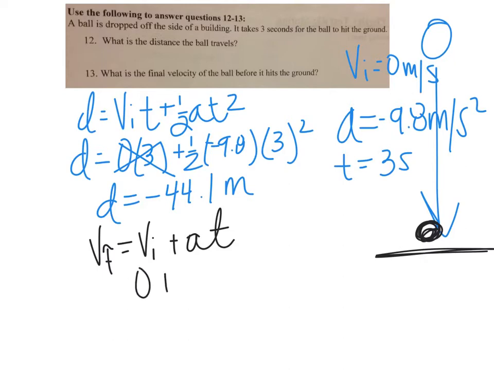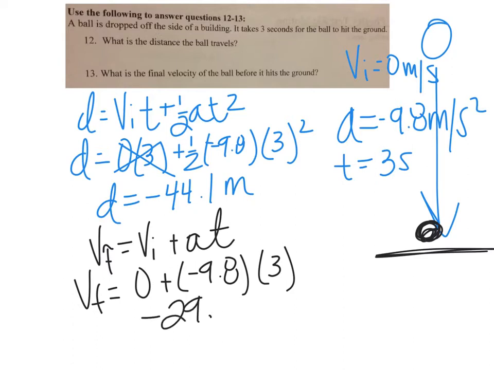So now we're going to plug in our numbers. We've got 0 plus negative 9.8 times our time of 3, and that equals our final velocity. So you're just going to multiply negative 9.8 times 3, and you are going to get negative 29.4 meters per second for your final velocity.